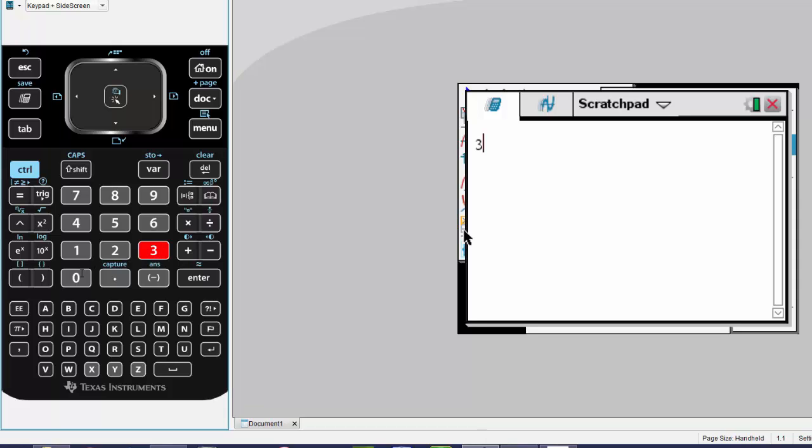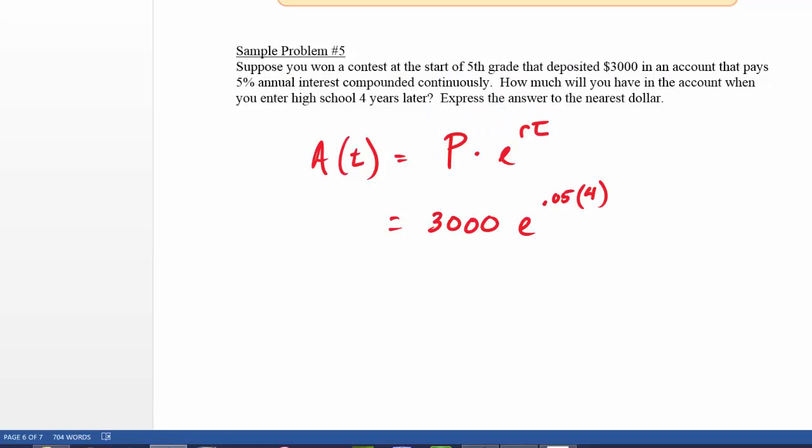So we have 3,000, and e is to the left of the number 1, and it says e to the x power. So we're going to say e to the x power, and it presets our exponent for us. And now we can say 0.05 times 4, and we hit enter, and we see $3,664.21. The problem asks us to round that to the nearest dollar, so we would simply say $3,664. And that's a pretty straightforward problem to learn continuous compounding. Alright, very good.